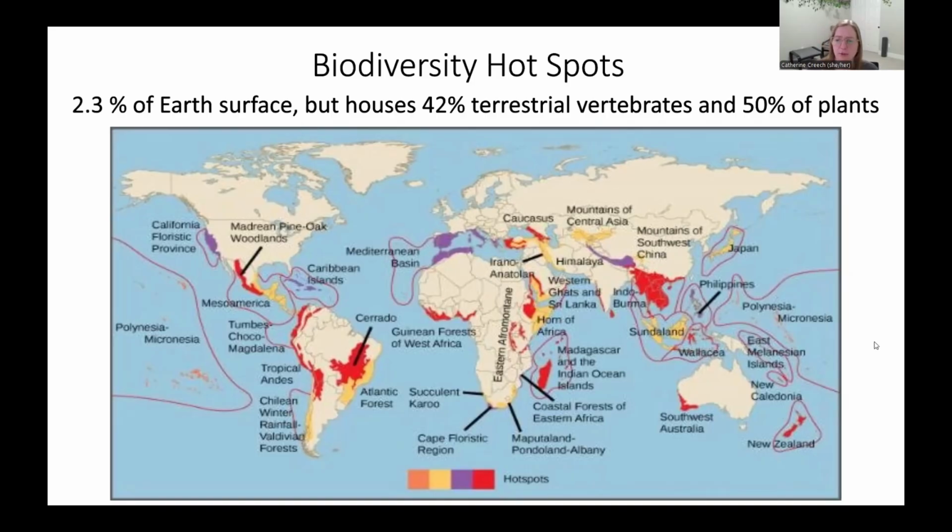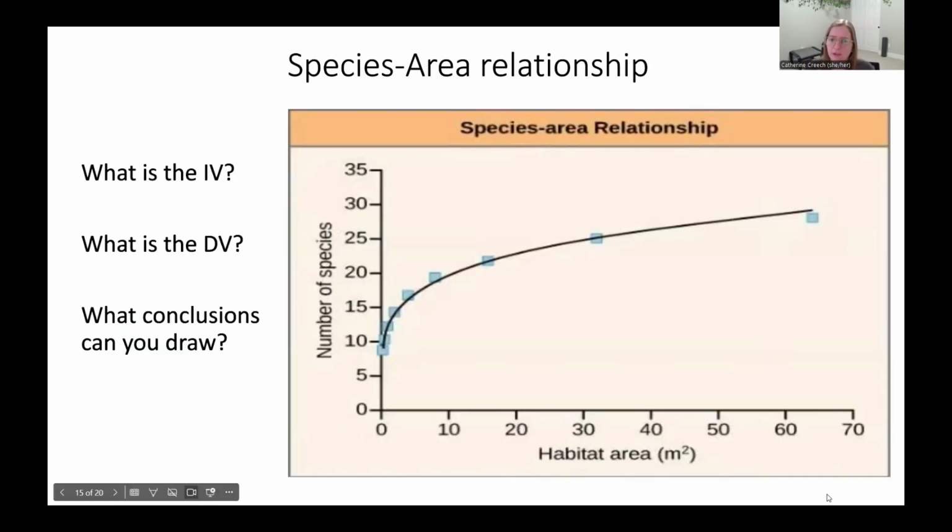In fact, if we track number of species and area, we find this curved line. So if we have habitat area in square meters, 0 through 70, number of species from 0 to 35, there's a trend. You have a definite increase in the number of species as you go up, up until like 10 meters squared, but then it levels off. And the difference in number of species between a habitat that's, say, 20 meters square and 70 meters square isn't as drastic as between 8 meters square and 0 meters square.